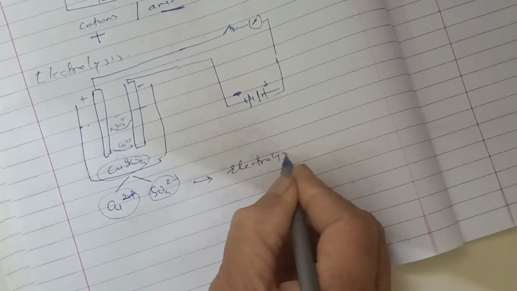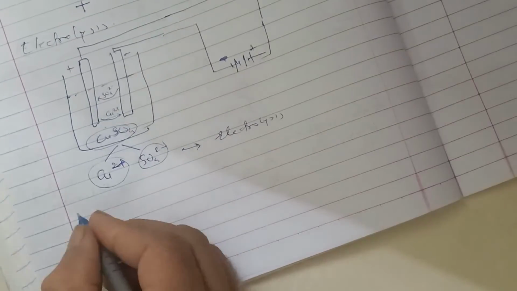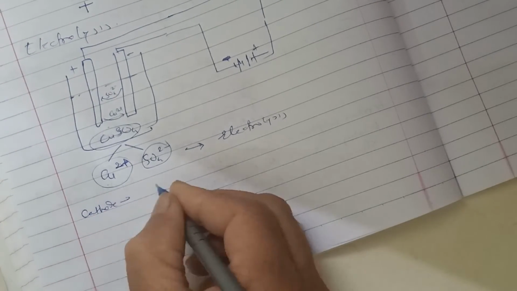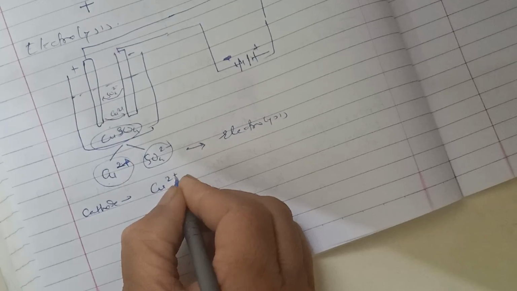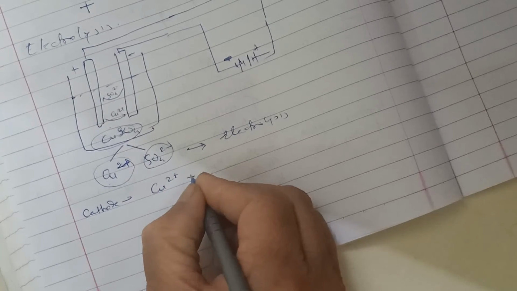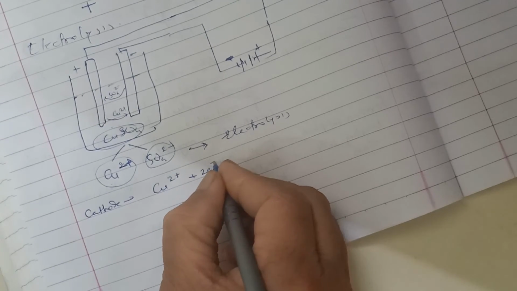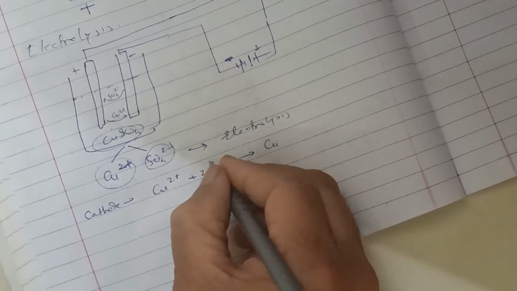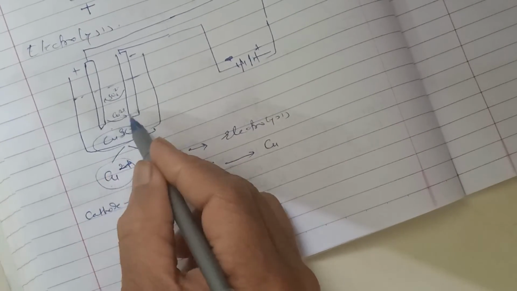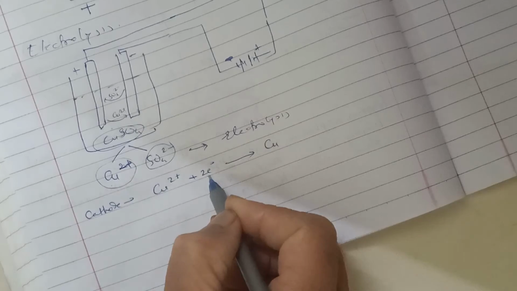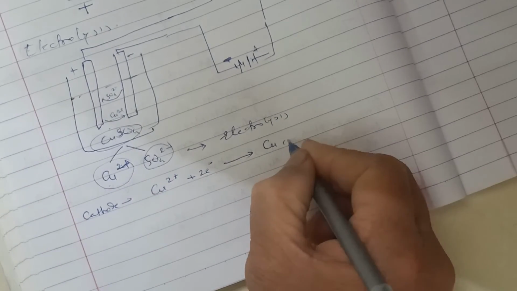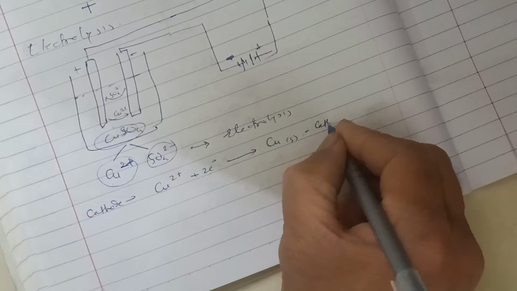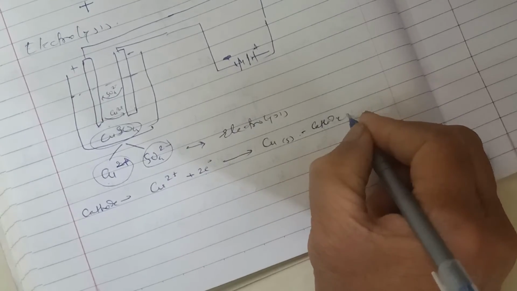electrolysis. In this process, at the cathode end, the copper ions get attracted and the copper is deposited. They accept two electrons, so they form copper atoms in a solid state. So this is known as the cathode reaction.